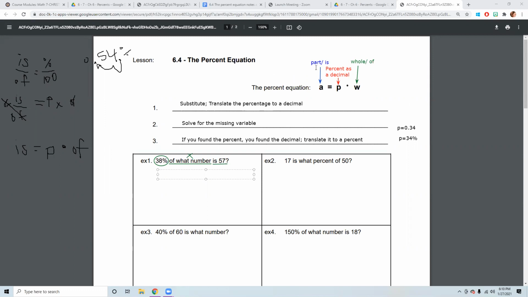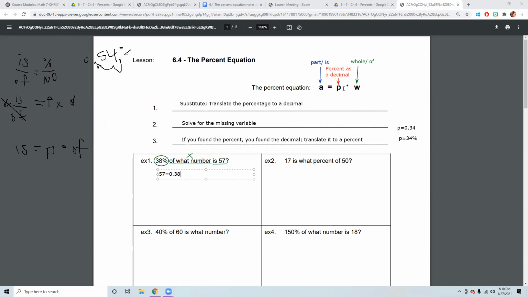So our part is our is, which is going to be 57. So that's the first number I'm going to write. And then we have an equal sign, and then we're going to follow it with a percent as a decimal. I see this percentage here. It is 38%. 38% as a decimal is going to be 0.38. Because remember, I'm dividing by 100, like how we had to do in our percent proportion, which means we just move over that decimal 2 places.